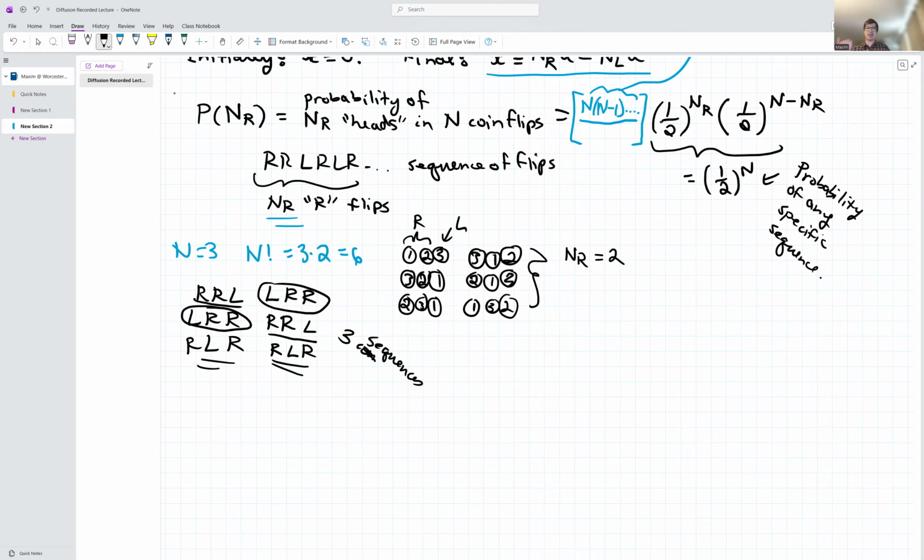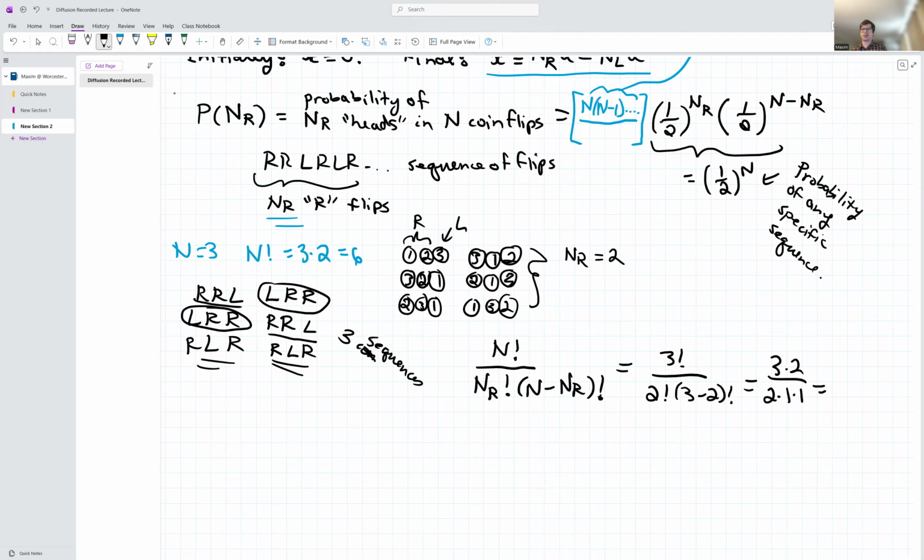So the way you get that number three is you take the n factorial and you divide by the number of ways of rearranging amongst the n sub r steps to the right and the n minus n sub r steps to the left. In this example, we would get 3 factorial over 2 factorial times 3 minus 2 factorial. So this is 3 times 2, which is 6, and then this is 2 times 1, which is 2, and 1 factorial is just 1. So this is indeed 3.